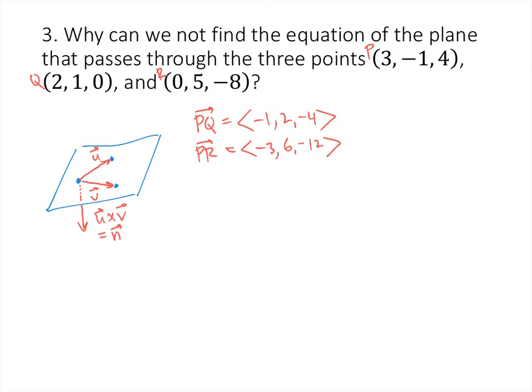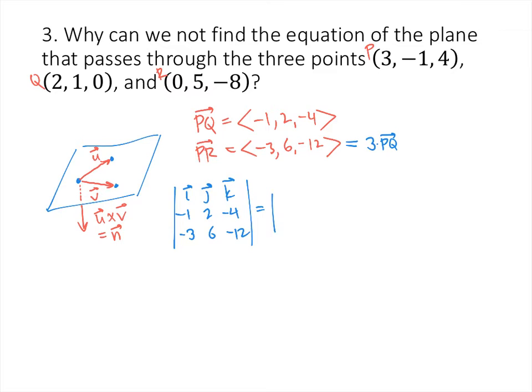Now, if you've got a sharp eye for this sort of thing, you might already notice that something weird is going on, because you might notice that PR is actually 3 times PQ. And that means that these 2 vectors are parallel. And so we should already be able to predict what's going to happen when we try to take the cross product. But just in case we weren't that observant, let's just blindly go forward and figure out what the cross product is. So we get i, j, k, negative 1, 2, negative 4, negative 3, 6, negative 12.